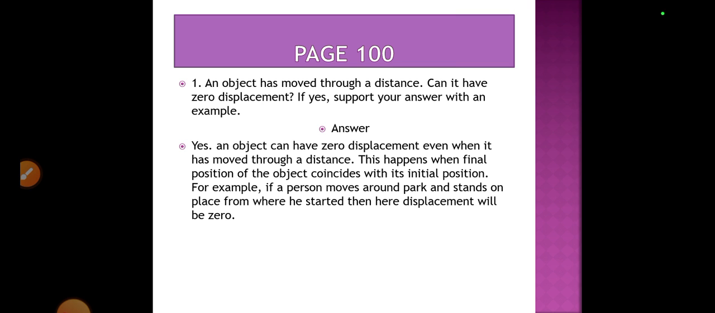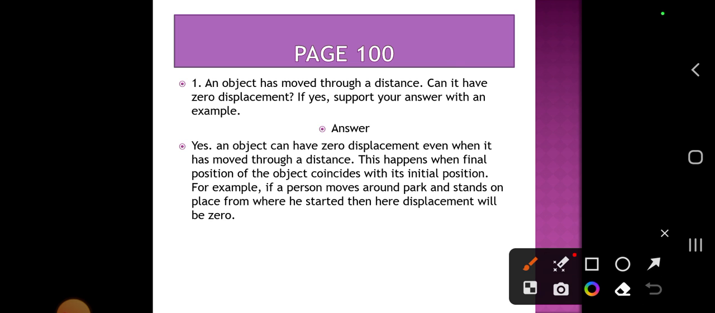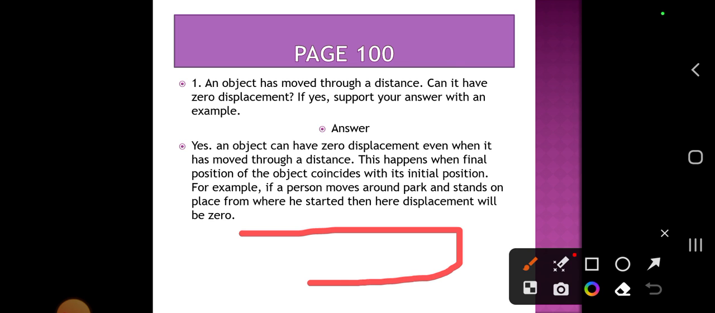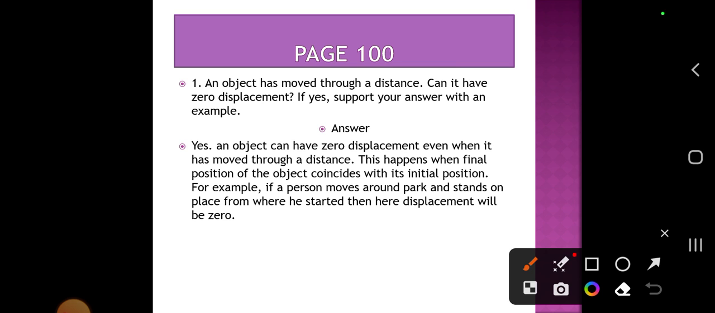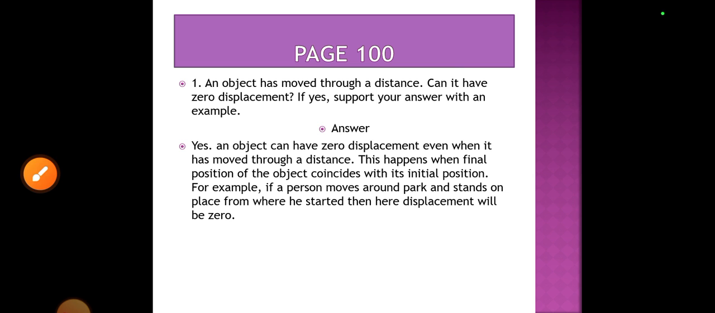Suppose you are moving in a park. You move along one path, and again if you reach the same place, your displacement will be zero. So our answer is yes, an object can move through a distance and have displacement zero. So, next question.